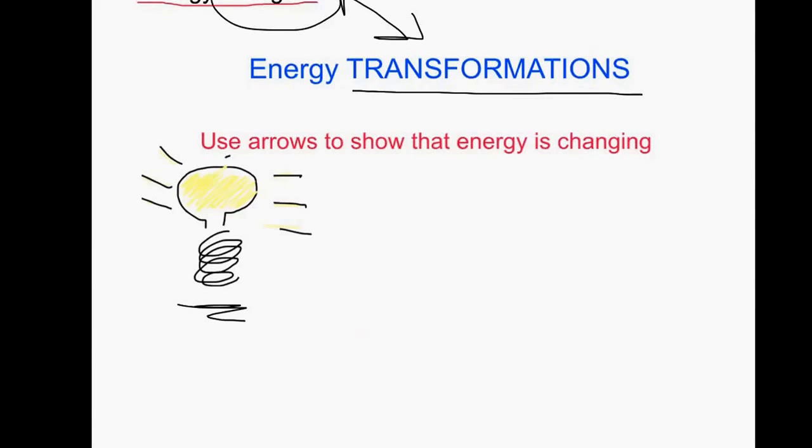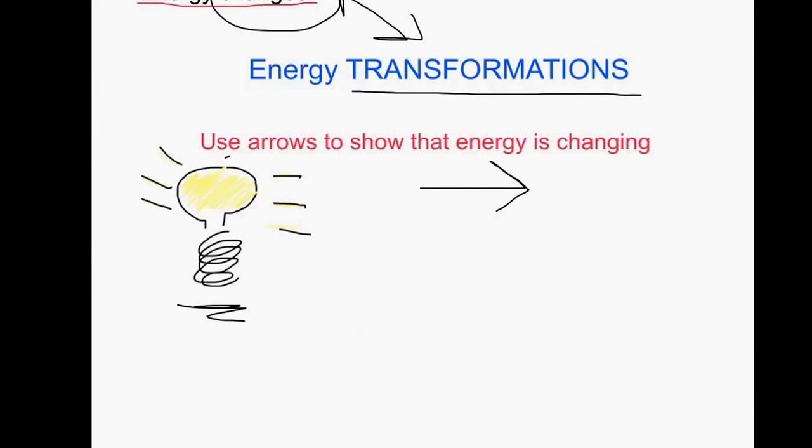Energy transformations. And instead of me writing a long sentence saying this light bulb is changing from electrical energy to light energy, scientists like to be a bit more simple. We use arrows to show that energy is changing from one thing to another. So this arrow means that it is changing.